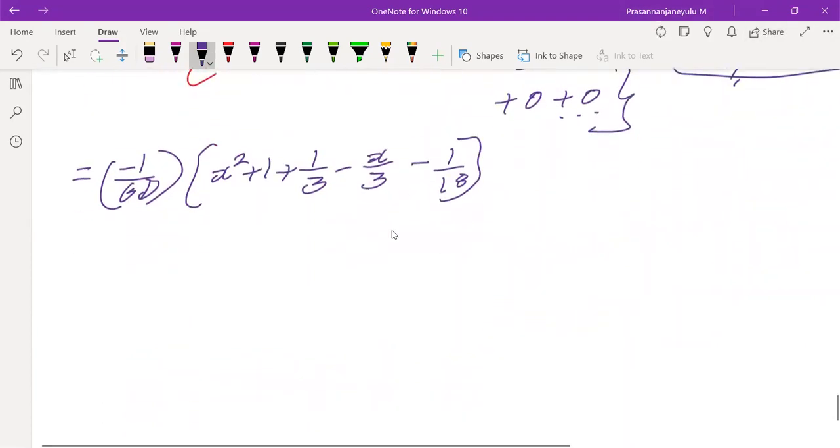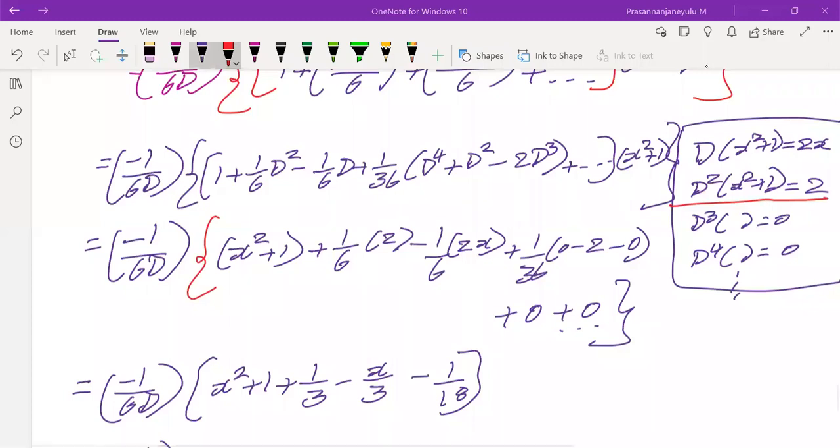Now I'm going to write only the things, minus 1 by 6 into. What about 1 by D? Anybody can respond? What about 1 by D? Thank you. So here I made a mistake. It is a D square. Here it is D square. Coefficient is plus. But here I have written minus 2. So that is a mistake I made here. And here it will be plus 2 by 36. So it is plus 1 by 18.